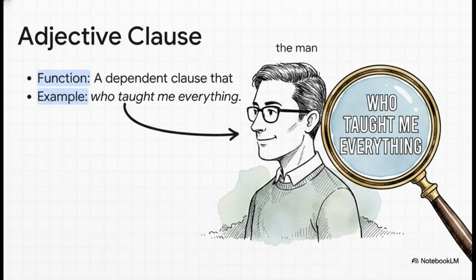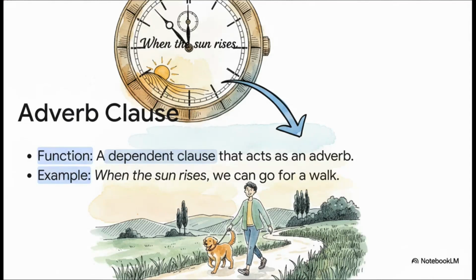Next up, the adjective clause. This one gives you more information about a noun or a pronoun. So the clause, who taught me everything, is telling us more about the man. And here's a great tip. You can often spot these because they start with little clue words like who, which, or that. And you know the pattern by now. An adverb clause tells us more about the main action. It's back to answering those questions. When, where, why, or under what conditions something happened. In this sentence, when the sun rises tells us when we can go for a walk.